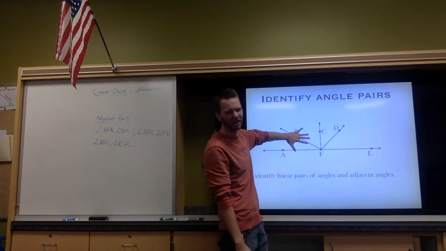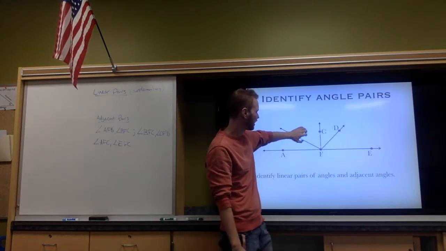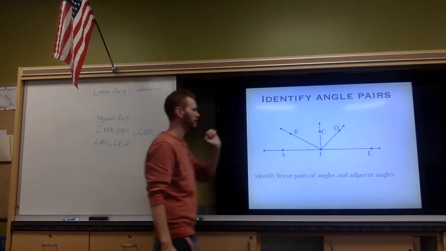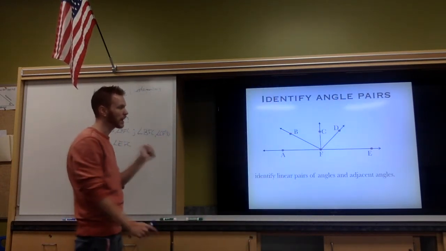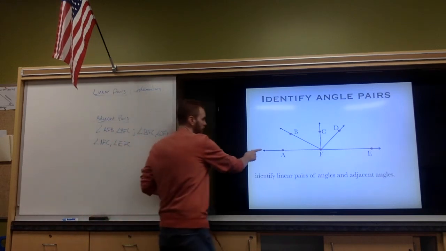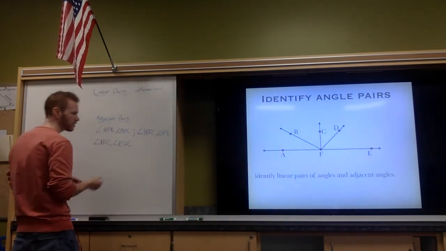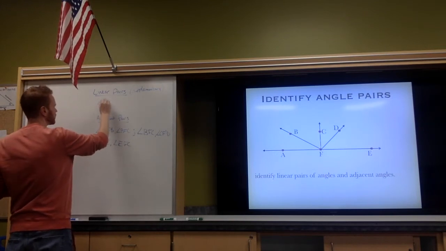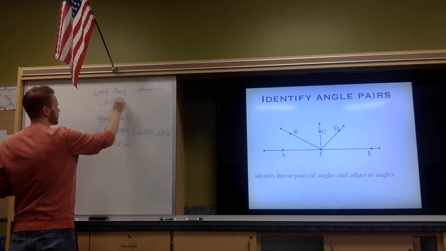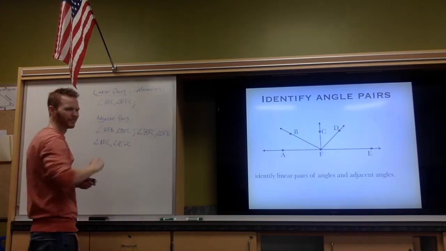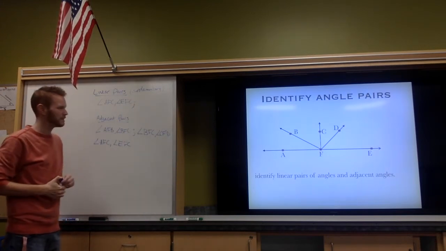AFC, this chunk, right? These angles combined. And EFC, this chunk, these angles combined. They both share a common side, FC, and you see how the sides they don't share are opposing rays? I think that matches it, right? So I'm going to rewrite that in AFC, EFC. There we go. How about that?